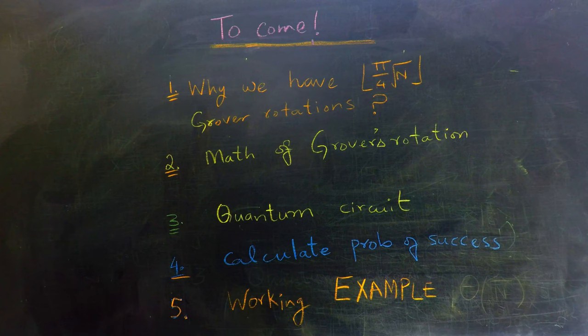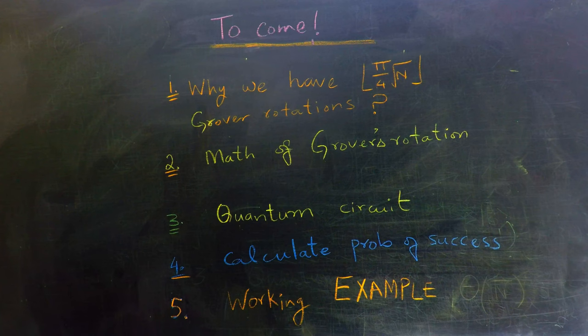We still have to find answers to the following questions. Number 1, why do we perform pi over 4 times the square root of capital N Grover rotations? Why not more than that or less than that? Number 2, how can we perform Grover rotations without knowing ket A and ket B? Because if we know ket A, we can just make register X equal to ket A and get our answer by measuring it. But we don't know ket A and ket B, and still we are able to perform Grover rotations. How? Number 3, how can we construct the circuit for Grover's algorithm?